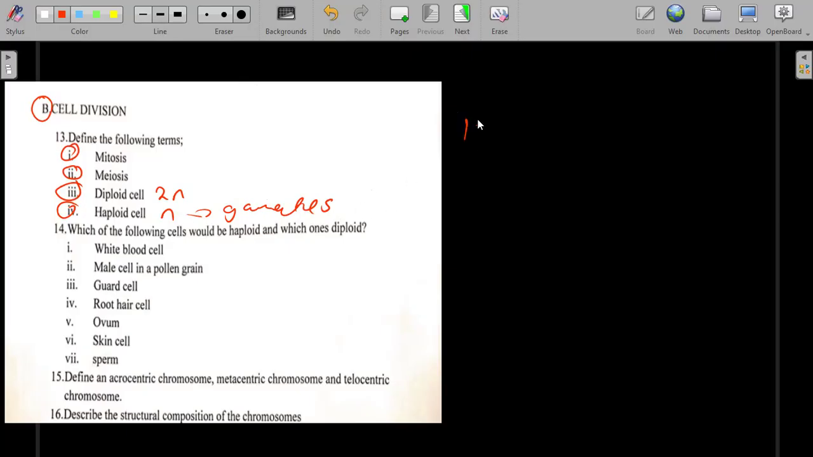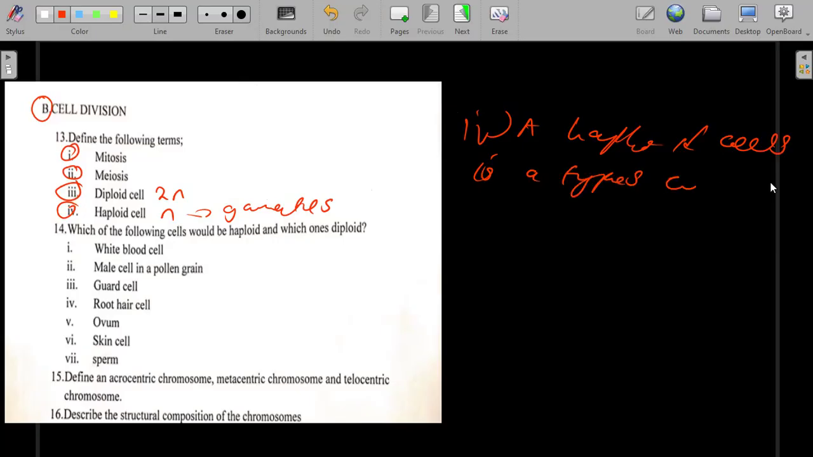So we are saying a haploid cell is a type of cell that contains only one set of chromosomes.